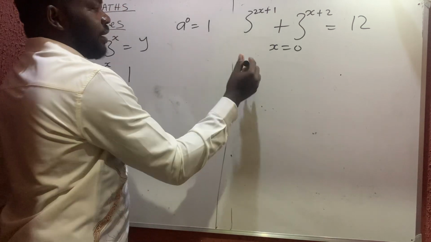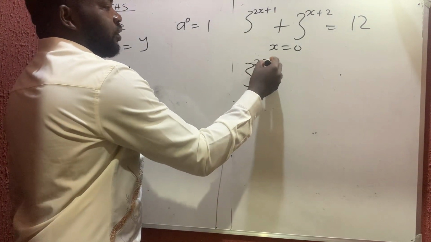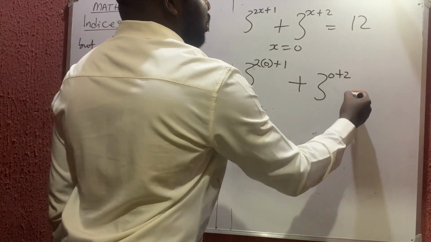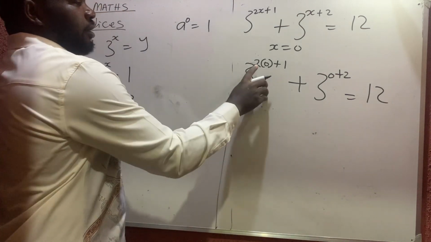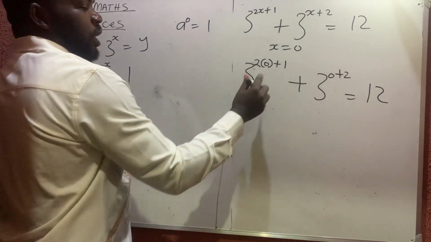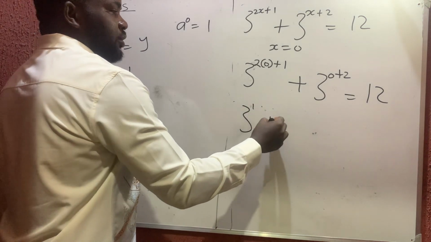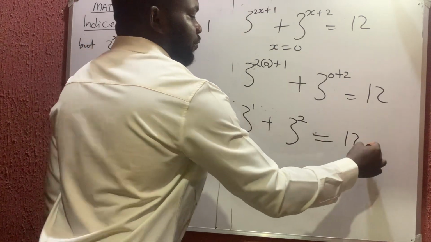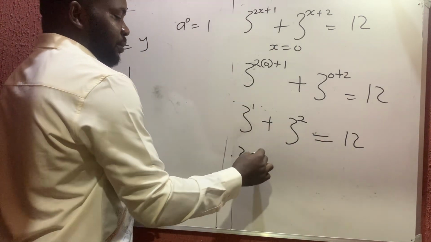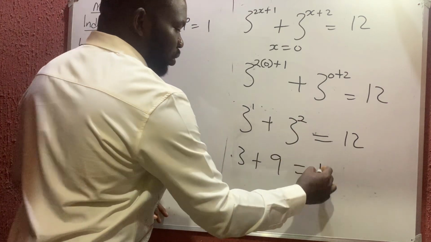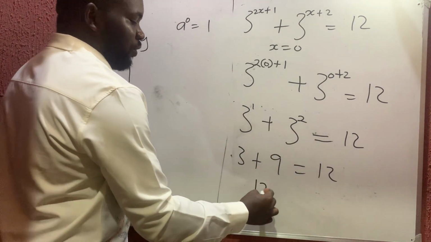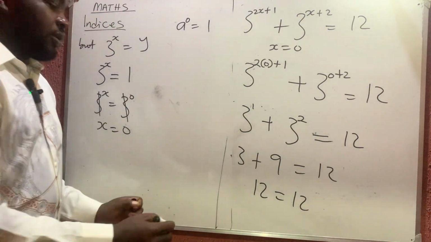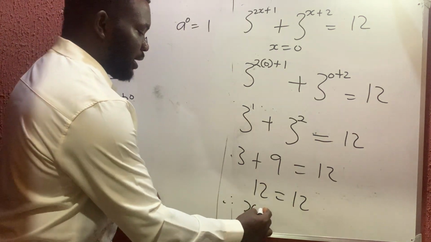So if you put it here, we're going to have 3 raised to power 2 in bracket of 0, then plus 1, then plus 3 raised to power 0 plus 2 is equal to what? 12. So what do we have? This time this is 0. 2 times 0 is 0, plus 1. I'm having 3 raised to power 1 here, plus 3 raised to power 0 plus 2, which will give us 2. Is it equal to 12? So let us check. 3 raised to power 1 is 3, plus 3 raised to power 2 is 9, is equal to 12. 3 plus this will give us 12. You see that 12 is equal to 12. So once we got that the left hand side is equal to the right hand side, we have checked and we concluded that x is equal to 0.